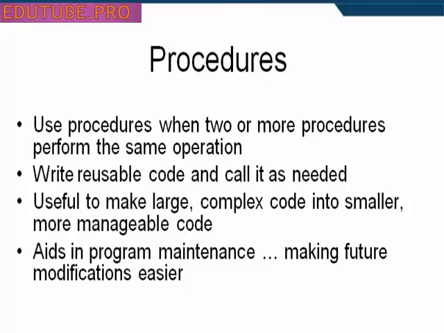We will now continue our discussion of the use of general sub-procedures. In this movie, we will focus on the function procedures. Like general procedures, function procedures are used when two or more procedures perform the same operation. It allows you to write code which is reusable and can be called upon as needed. It is very useful to make large, complex code into much smaller and more manageable code. And in the long run, it aids in program maintenance, making future modifications much easier.